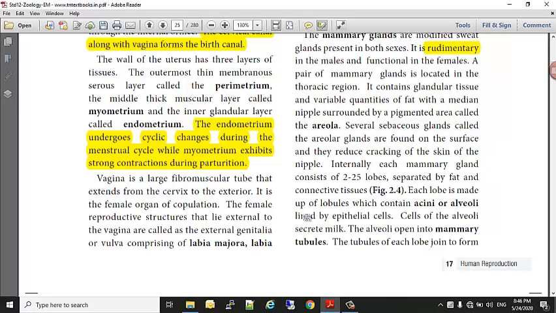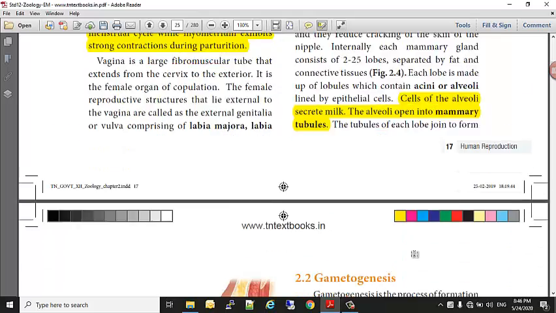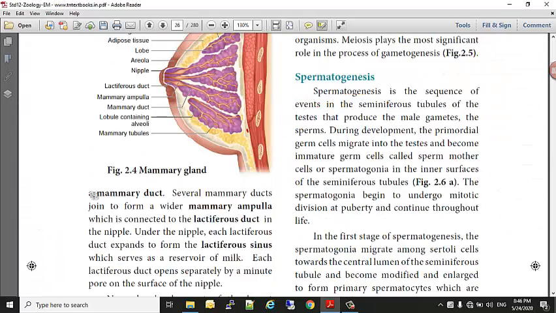Each lobe is made up of lobules which contain acini or alveoli lined by epithelial cells. Cells of the alveoli secrete milk. Okay, this is very important. The alveoli open into mammary tubules. Tubules of each lobe join to form a mammary duct.